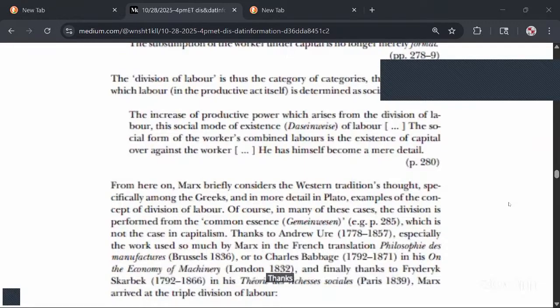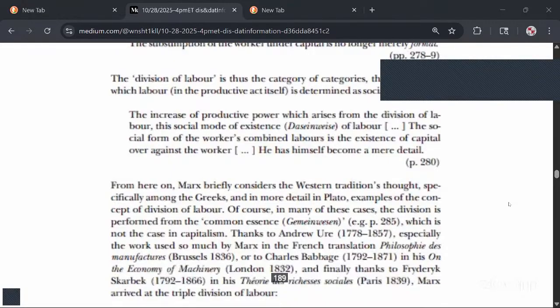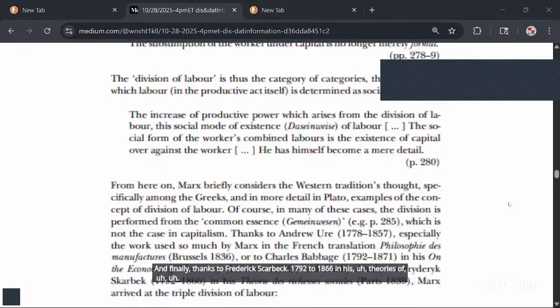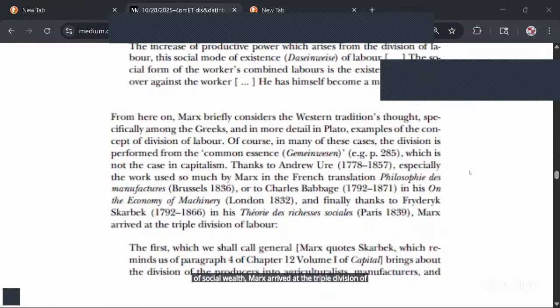Thanks to Andrew Ure, 1778 to 1857, especially the work used so much by Marx in the French translation Philosophie des Manufactures of 1836, or to Charles Babbage, 1792 to 1871, in his On the Economy of Machinery. And finally, thanks to Frédéric Skarbek, 1792 to 1866, in his Theories of Social Wealth, Marx arrived at the triple division of labor.